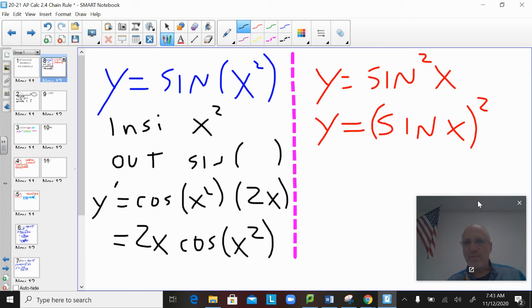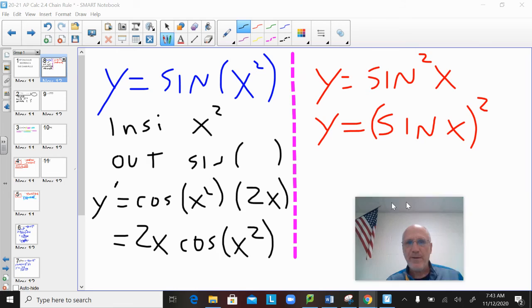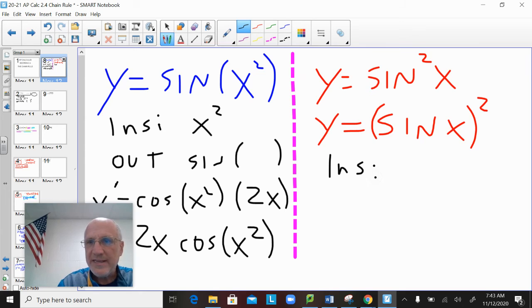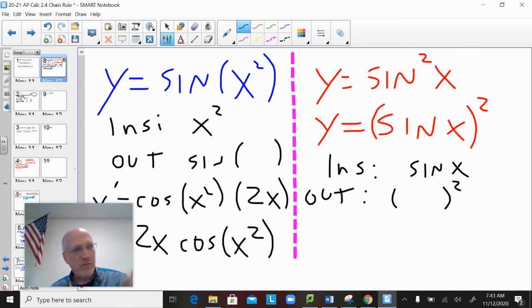Now let's look at the other one. Get my picture out of the way. So here, let's identify, here my inside function is in fact the sine of x, and my outside function is something squared. So you have to be real careful with trig functions that you clearly identify what's inside and what's outside.